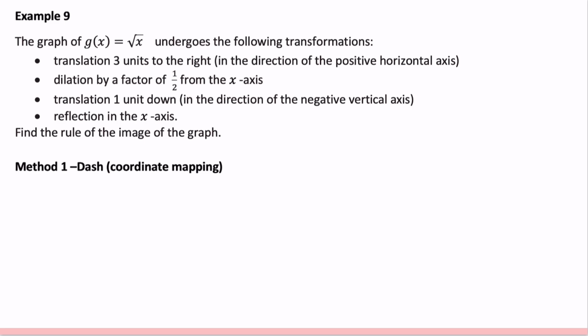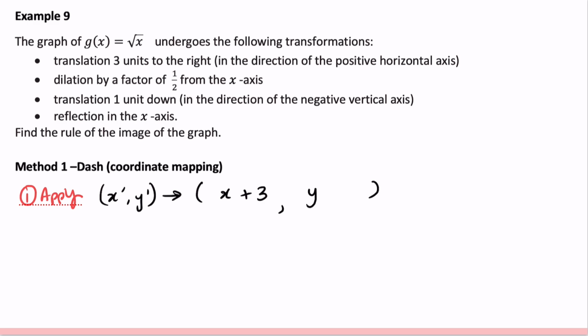All right, so the dash method, remember the first step of the dash method is to apply. So I'm going to go through all of these different transformations in order. Again, remember, it's very important for the order. And I'm going to create my coordinate. So again, I'm going to make it quite large because there's probably a lot that's going on. Okay. So let's see what's happening. So first of all, we've got a translation of 3 units to the right in the direction of the positive horizontal. So I'm going to add 3. Dilation by a factor of a half from the x-axis.